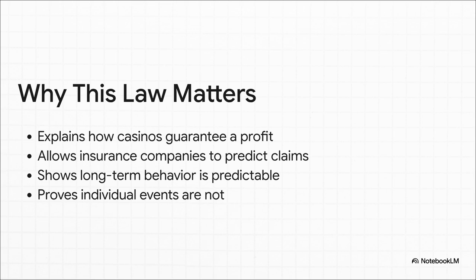And this is not just some neat party trick. The law of large numbers is the foundation for entire industries. It's why a casino can guarantee that it will make a profit in the long run. It's how an insurance company can predict with amazing accuracy how many claims it will pay out next year. It's this profound idea that while individual events are random, the behavior of the whole crowd is incredibly predictable.